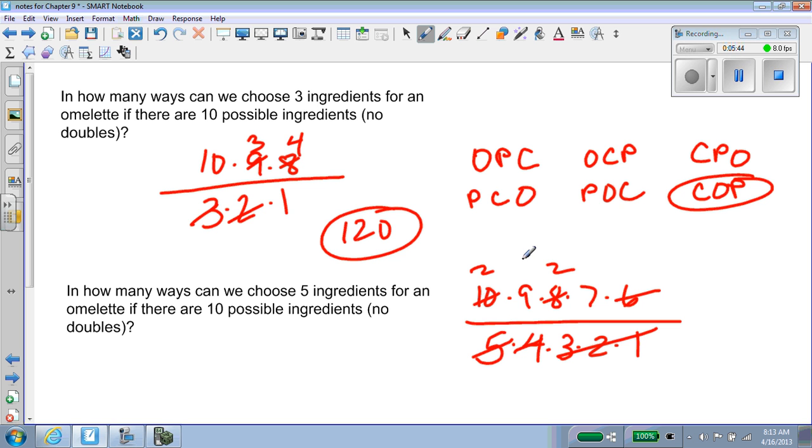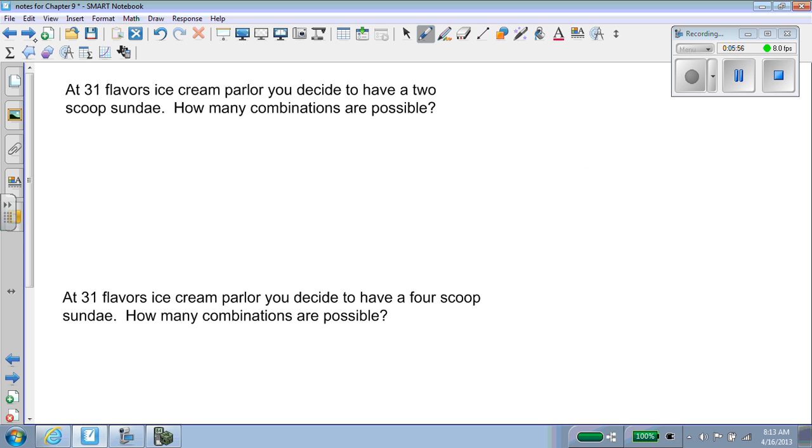So we have 36 times 7, 42. Regroup the 4, 252. I think that's right, but I'd probably check it on a calculator.